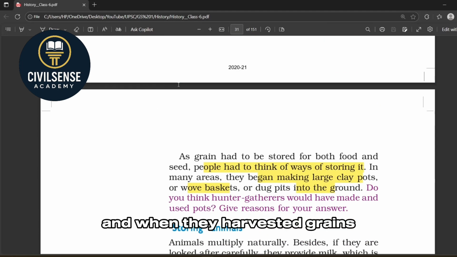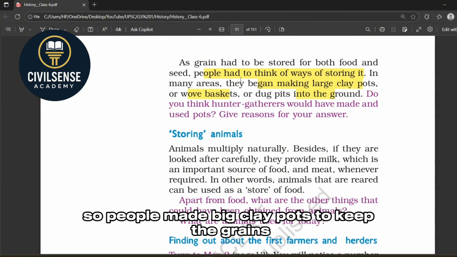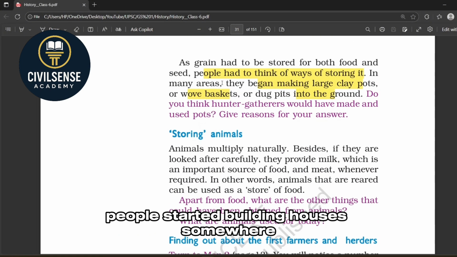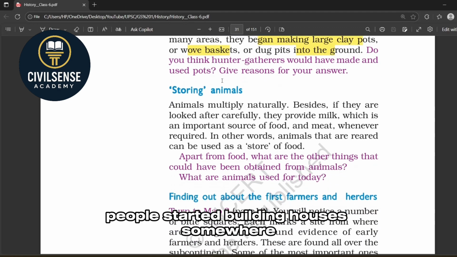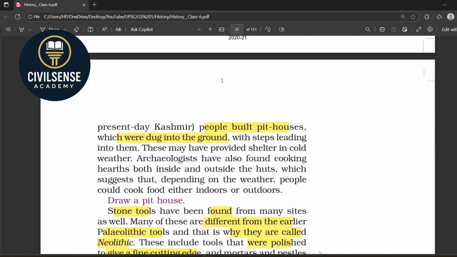And when they harvested grains, they also had to store them safely. So people made big clay pots to keep the grains. Now at this stage, people started building houses. Some were even dug into the ground for safety.